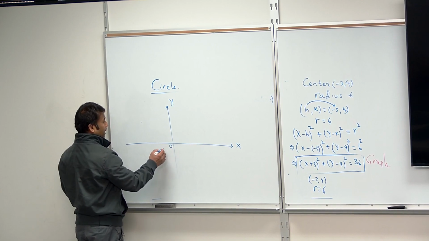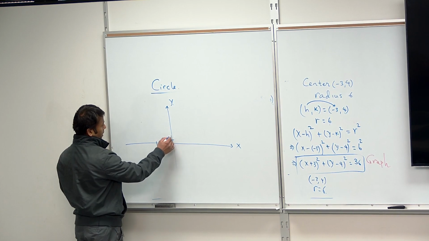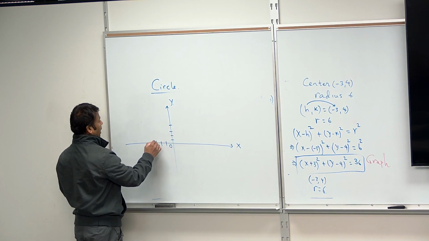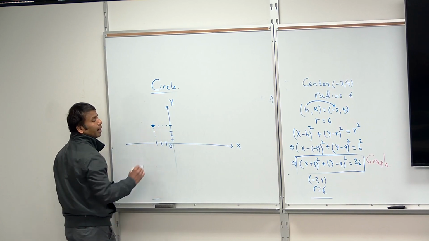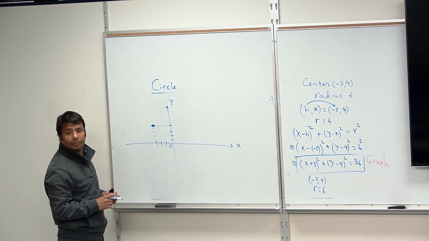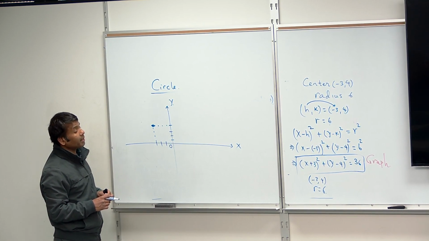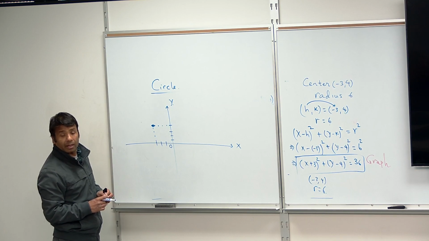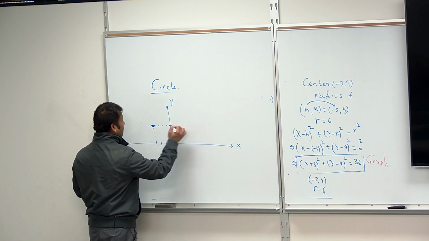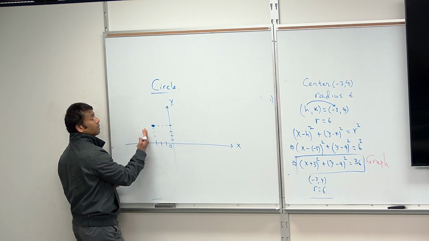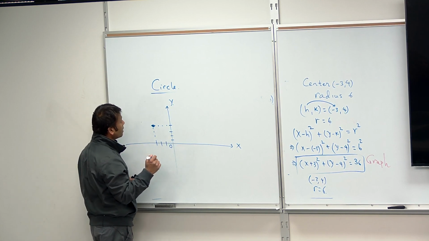So this is the origin. -1, -2, -3, 4. 1, 2, 3, 4. So (-3, 4) right here. The center is right here. Makes sense? And what is the radius? 6 unit, right? So 6 unit means from here, it goes 6 unit right, 6 unit left, 6 unit up, 6 unit down. You can find 4 points.